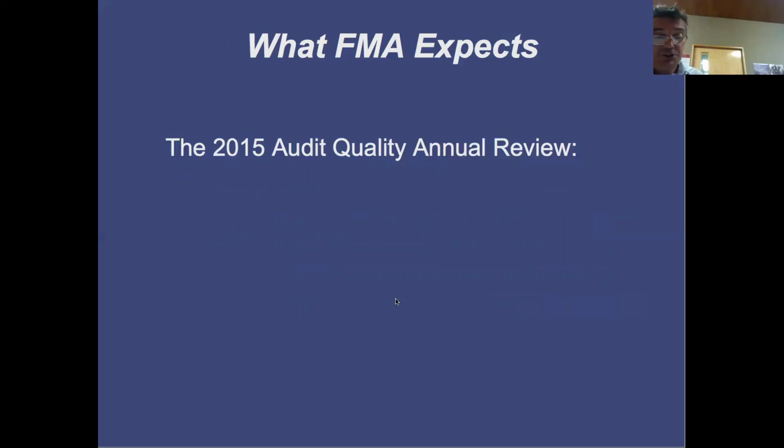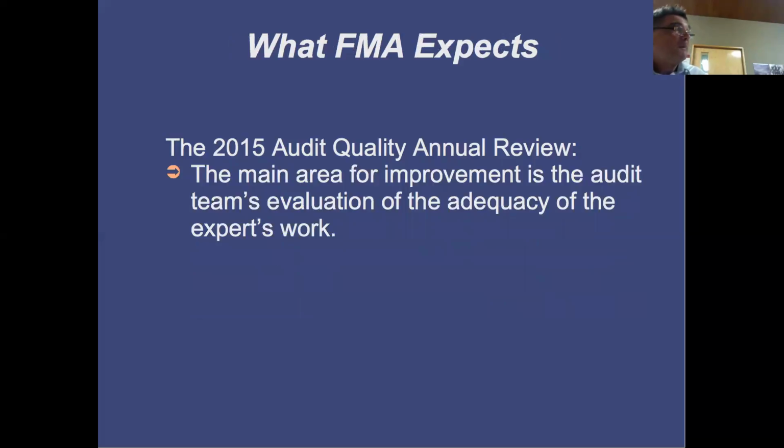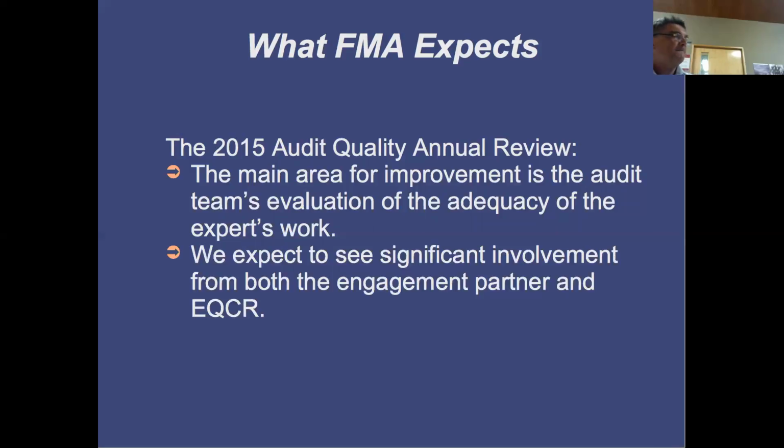So what does FMA expect? The main area for improvement is team evaluation of the adequacy of the expert's work. And this might be simply actually writing it down, that we have read the report and the methodology seems appropriate and the source data is reliable. FMA expects to see significant involvement from both the engagement partner and EQCR. Well, they expect that, reasonably so, for any areas where there are major risks.